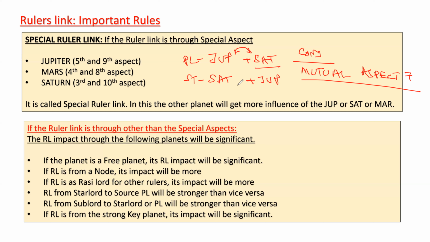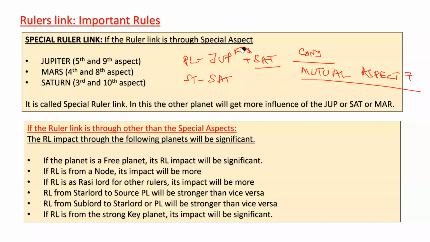Both will form ruler links between each other. So Jupiter's influence will be there on Saturn and Saturn's influence will be there on Jupiter. They will share their influence. But out of that, suppose Jupiter is having Saturn in its supports, but Saturn is not having Jupiter in its supports.